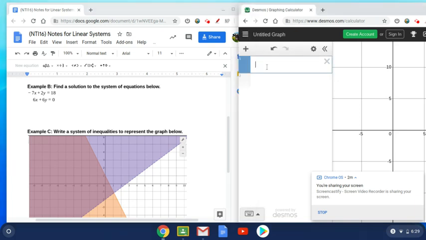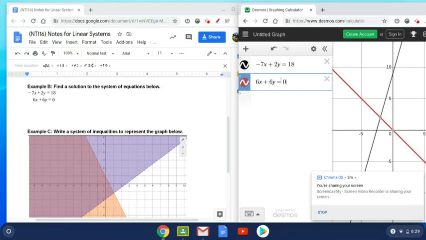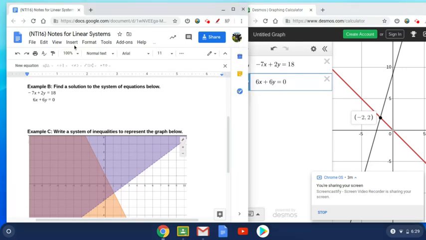All I have to do is let Desmos graph it for me. So I have negative 7x plus 2y equals 18. There's my first line. My second line is 6x plus 6y equals 0. Oh, there we go. And all I have to do is click on this dot right here where they intersect, and there's my solution. And that solution is a point, okay? Make sure you write it that way in parentheses. So on example B, my answer right here in parentheses is negative 2, comma 2.